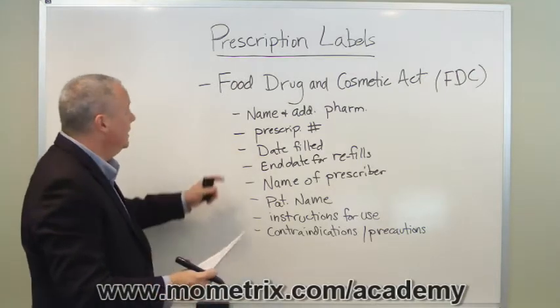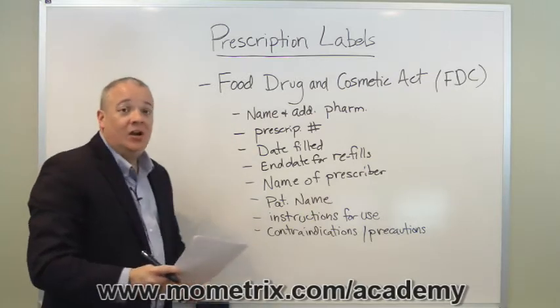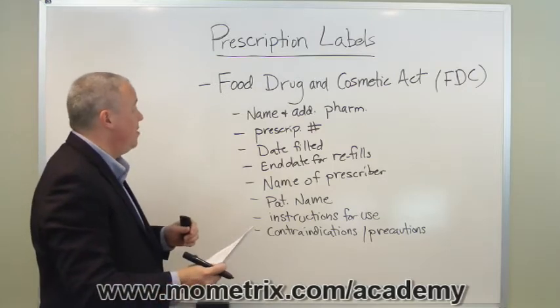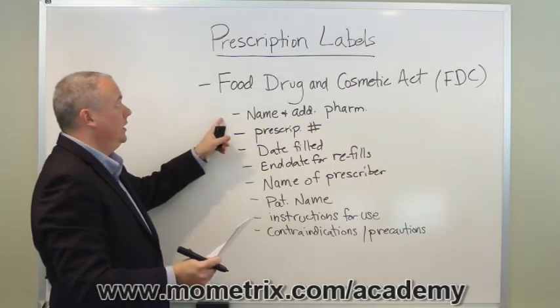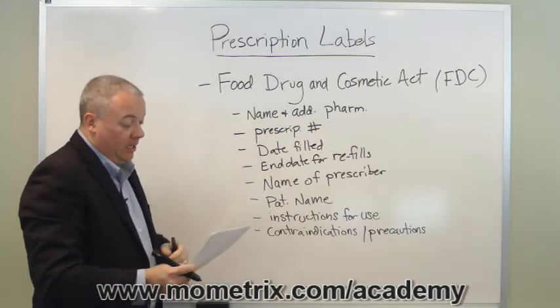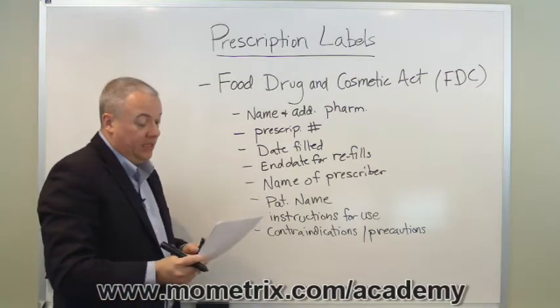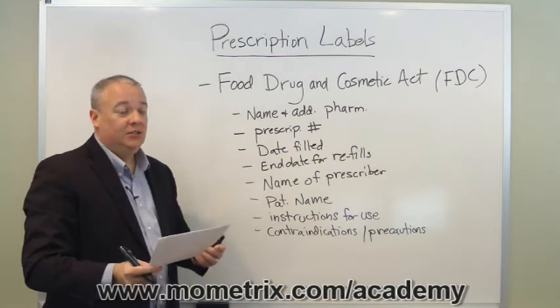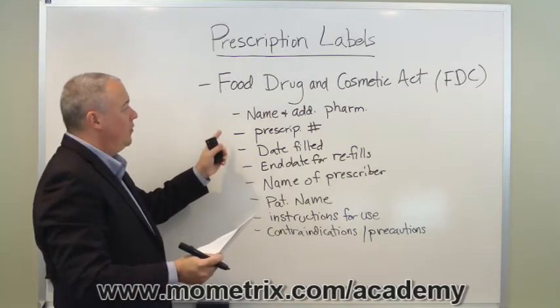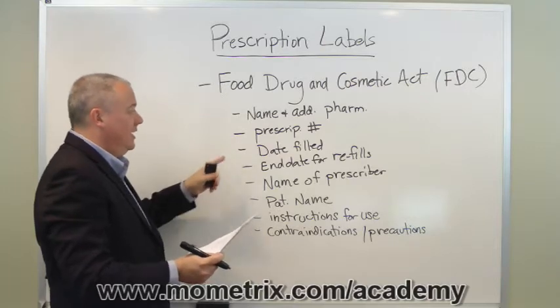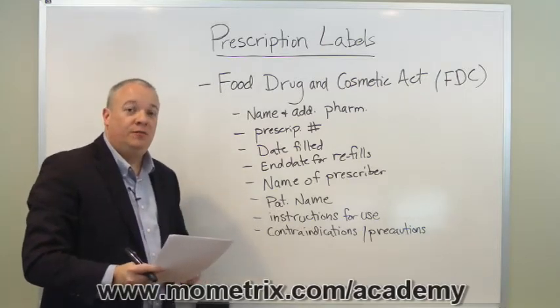We begin with number one, the name and address of the pharmacy that is filling the prescription. So the name and address of the pharmacy must appear on the label of the prescription. The second thing that must appear by law on the prescription label is the prescription number. So we've got the name and address of the pharmacy filling it, the prescription number, and then the next thing, the date that the prescription was filled.